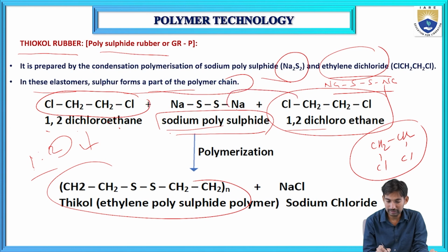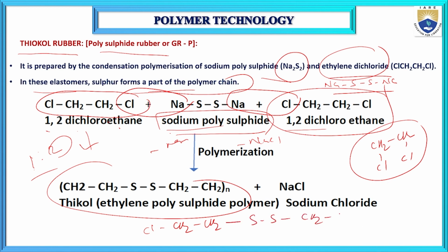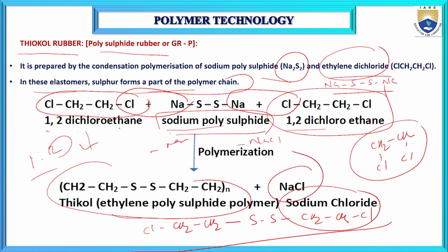Here sodium and Cl are eliminated as NaCl. The CH2 is linked to SS and CH2Cl. This is the structure of thiokol rubber. These two monomers react together, with elimination of sodium chloride, and form thiokol rubber. Another name for it is ethylene polysulfide polymer. The byproduct is sodium chloride.